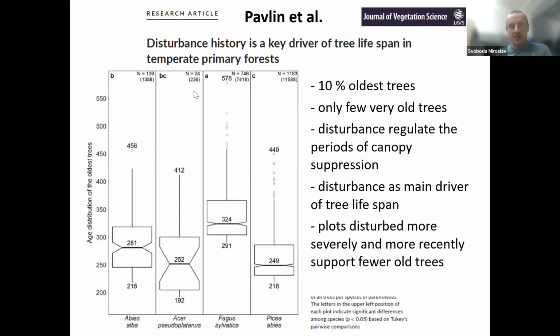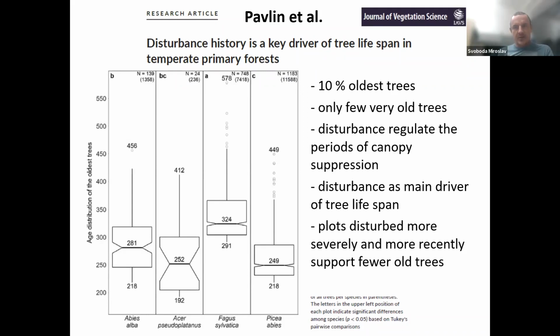Also what I want to add is that this is random sampling, so this comes from our research plots where we don't subjectively choose the trees, but we randomly sample the trees across the plots, stands, and landscape. So this is a good overall, population-based picture. And what you see here is the age distribution for the 10% oldest trees: about 1,100 oldest spruce trees and about 700 oldest beech trees.